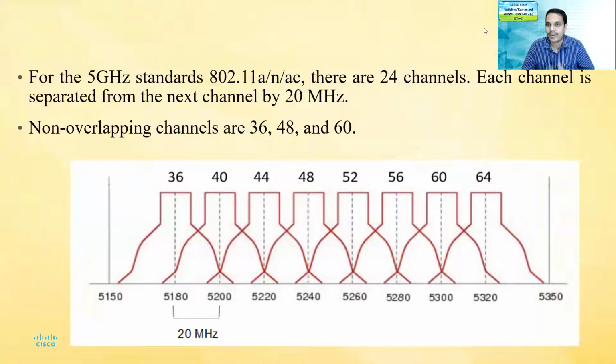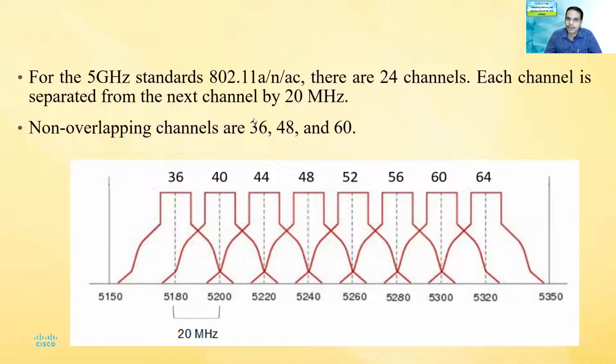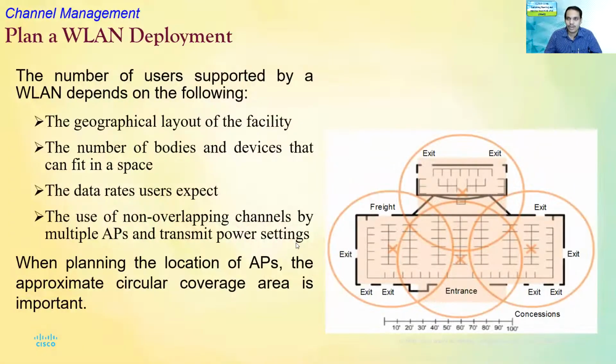Similarly, when you talk about 5 gigahertz channels, once again, we have 24 channels. Each channel is separated from the next channel by 20 megahertz. Here also, we have 3 non-overlapping channels, which are 36, 48, and 60. So these 3 channels can be used so that you can reuse the frequencies and increase your area of coverage. Whenever you want to plan a WLAN deployment, what are the considerations that you need to make?